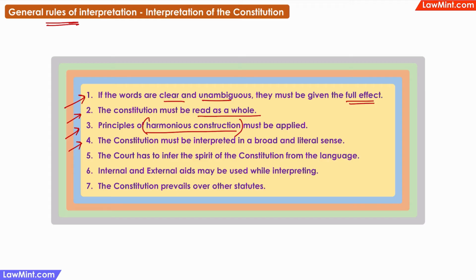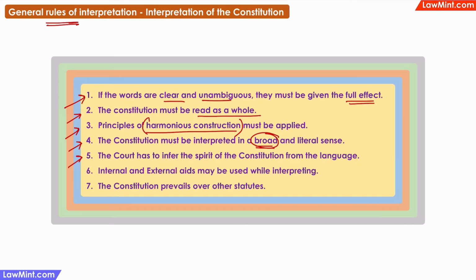The fourth rule is that the Constitution must be interpreted in a broad and literal sense. For example, when the Constitution talks about the freedom of speech, it should be interpreted as written, spoken, printed, and also electronic versions of speech. That is, the broadest possible meaning of the term speech.